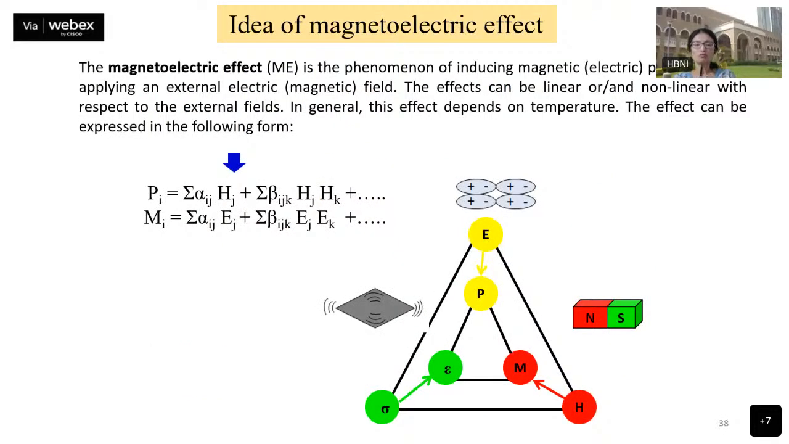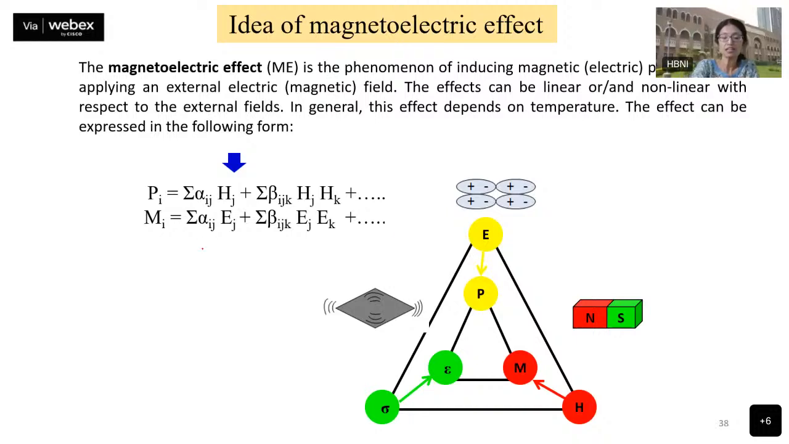So what is this exactly, the magnitude? That was the mathematical expression. So what do we actually mean by it? It's a phenomenon of inducing magnetic or electric polarization by applying an external electric or magnetic field and vice versa. The effect can be linear or non-linear with respect to the external field, and in general, this effect depends on temperature.